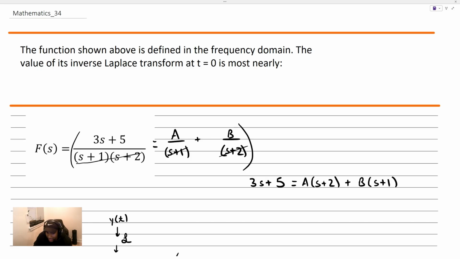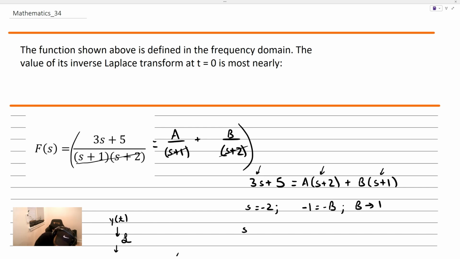So plugging in different values is definitely the easier way to do this. You can plug in s equal to -2. That'll make your A term 0. And if s is -2, looking at this term, 3 times -2 is -6 plus 5. That'll be -1 on the left-hand side. And if I plug in the -2 here, -2 and 1 makes -1. I have negative B here. What that means is B is equal to 1.